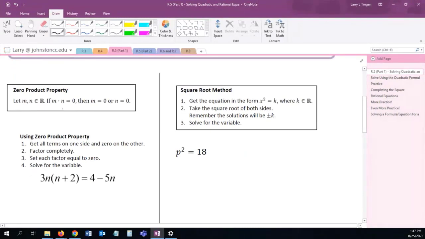And it's a really basic concept. It says let m and n be real numbers. If m times n is equal to 0, then m equals 0 or n equals 0. Also, both could be 0, but this is what we want out of it. If two things multiply to 0, one of them has to be 0. This is the only number that has this feature, right?